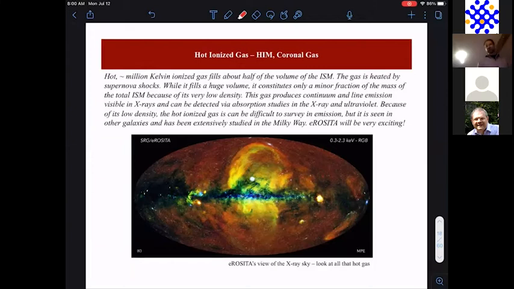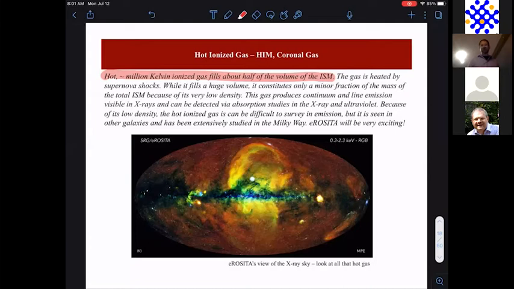I said that the warm neutral medium was partially volume filling at a 40 or 50% level. The rest of the space in the interstellar medium is filled by a mixture of the warm ionized medium, and then a lot of the volume gets filled by essentially hot million Kelvin gas. You can think about this as filling about half the volume of the interstellar medium. This is gas that's heated up to near 1 million Kelvin by supernova shocks. It fills an enormous volume, but because it's in approximate pressure equilibrium with the surrounding material, you can imagine that having those very high temperatures implies very, very low densities, and it constitutes only a very minor fraction of the overall mass of the total ISM.